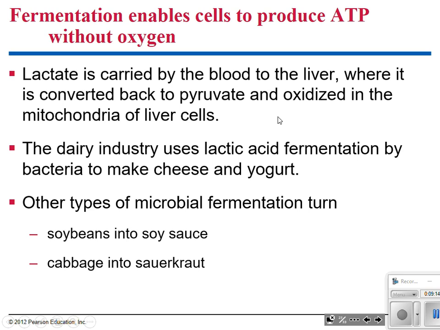Other types of microbial fermentation: turning soybeans into soy sauce, turning cabbage into sauerkraut.